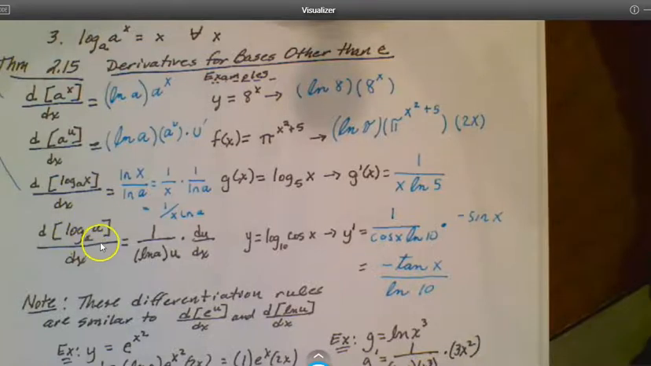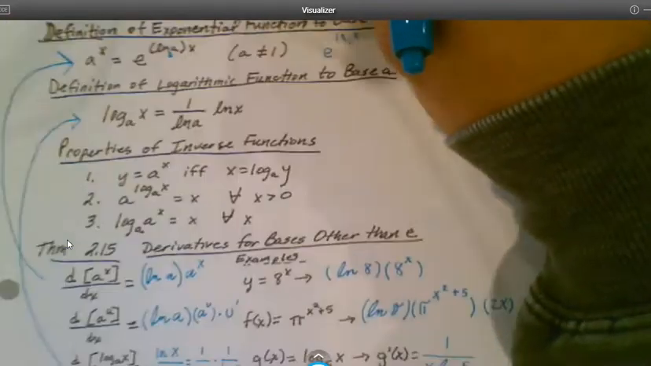This is the one I would really have you memorize, because if there is something more than just x right here, we always want to look for that and remember to multiply by the derivative of whatever this interior function is. Right, and that's what you're seeing right here. This all goes back to something called the change of base formula.